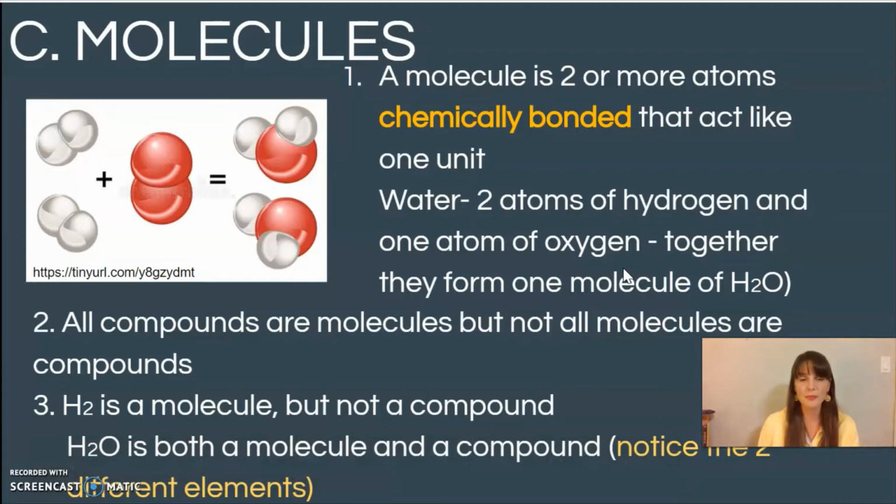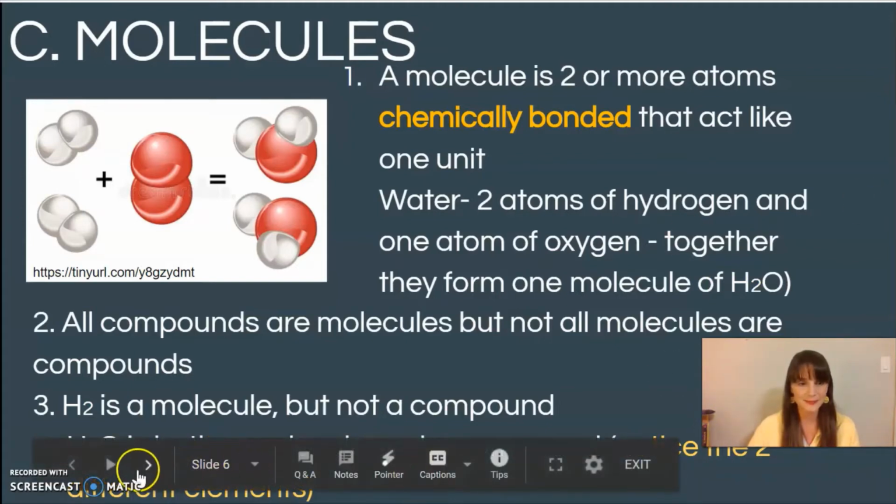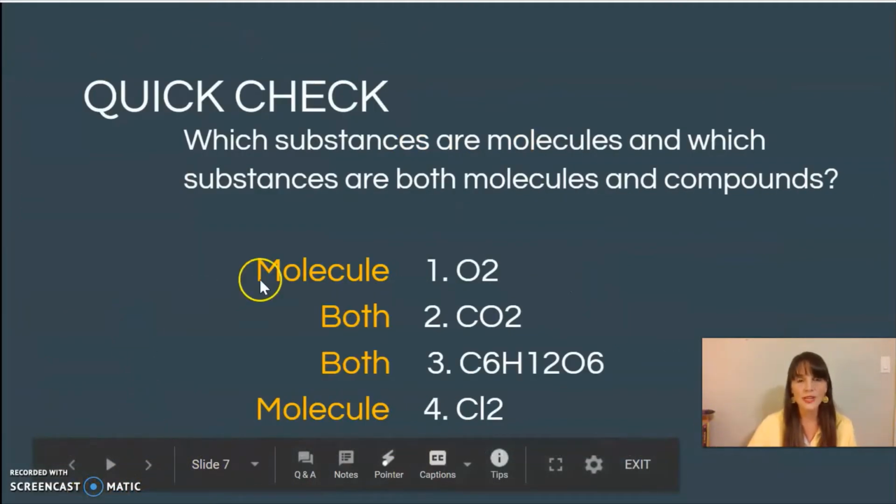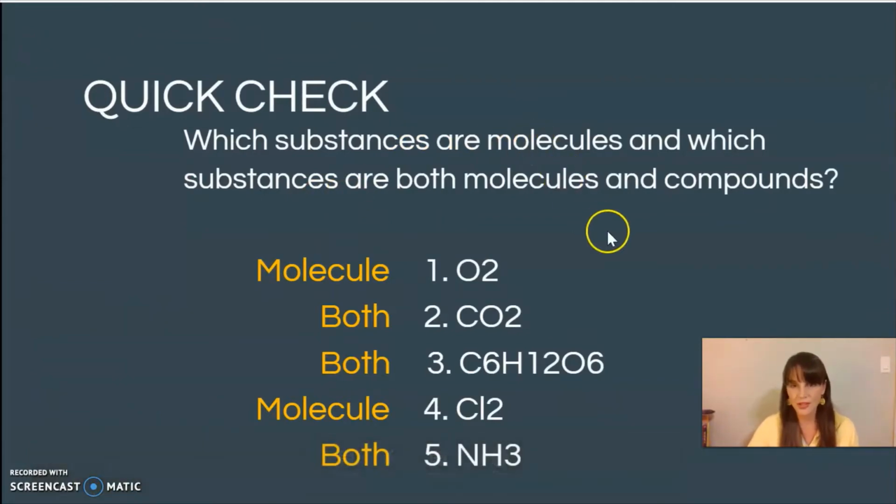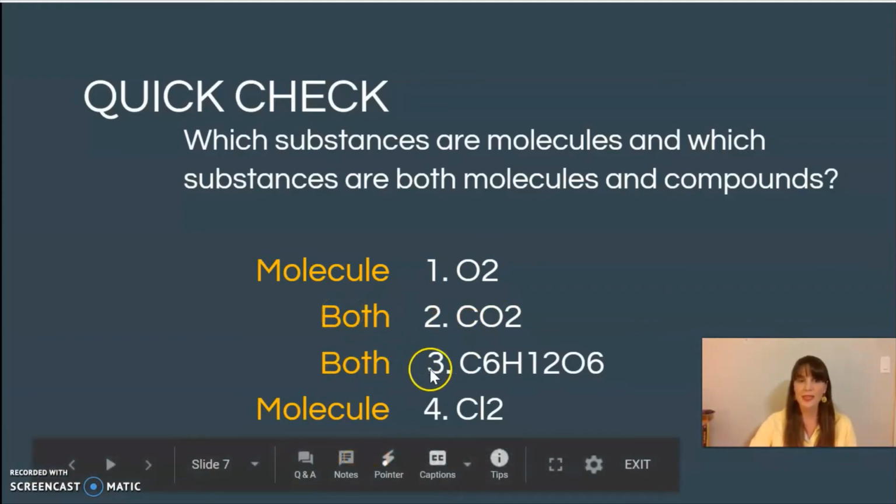But H2O is both a molecule and a compound because it has two different elements. So a quick check. Which substances are molecules and which substances are both molecules and compounds? So our O2 would be just a molecule. CO2 would be both because it has different elements. C6H12O6 is both, and then Cl2 would be just a molecule.